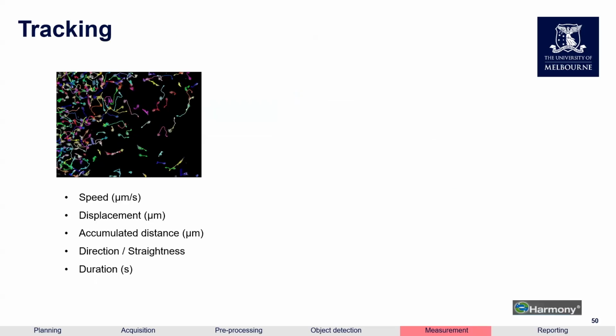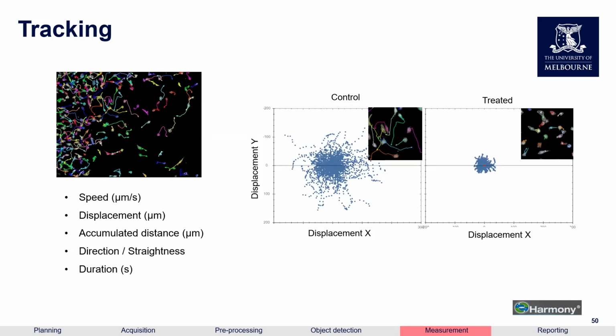If you're working with a time-lapse image, we can track specific parameters like speed, displacement, accumulated distance, direction, straightness, and durations. For example, here, the objects from different conditions were tracked, and their displacements, as in how much they moved, have been plotted for control and treated cells, where you can visually see the reduction in movement after treatment. So this is what you can do in tracking.